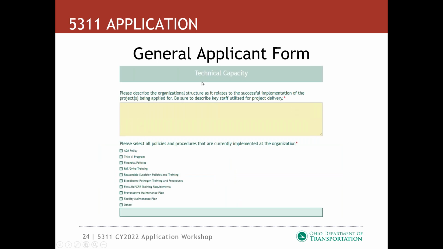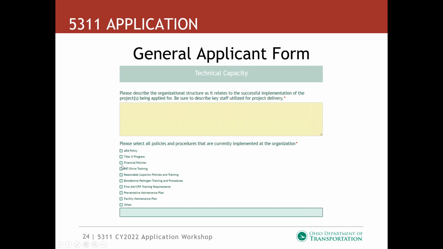And then the technical capacity, you want to put into this box here your organizational structure. Basically, what policies and procedures are in place, what staff are in place, and how those staff members work together to ensure that the project is successful, the monitoring is done, and all the boxes are checked. And then I also want to check box here for all the policies and procedures that your organization may have in place.